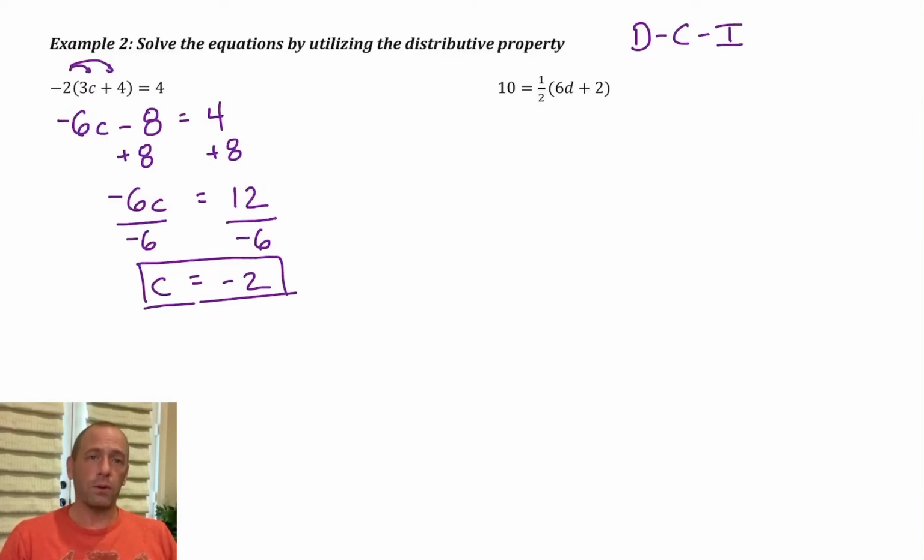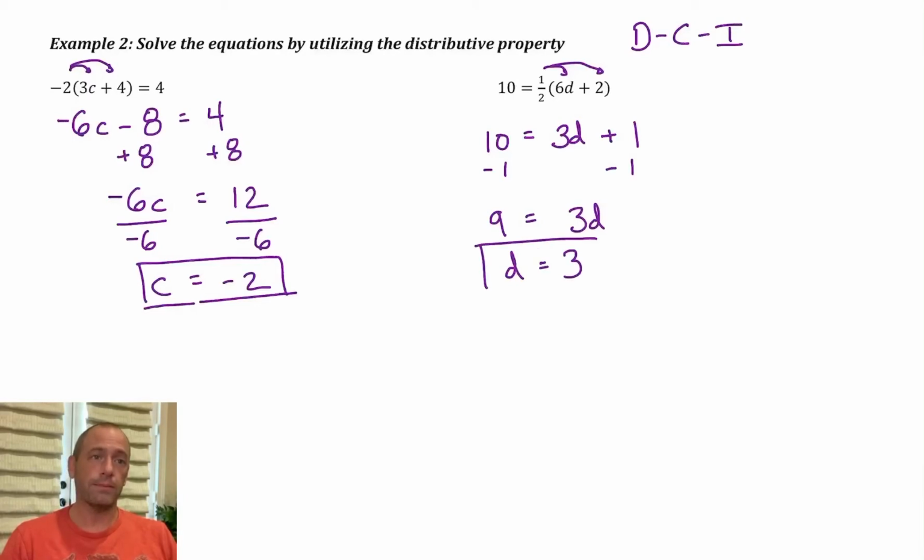Next up, don't let the fraction scare you. 1/2 of 6d is 3d. 1/2 of 2 is 1. And the fact that the variable's on the right, please don't let that throw you off either. It doesn't matter if it's on the left or the right. So the inverse operation of adding 1 is to subtract 1, and I do it to both sides. 9 is 3d, and we can do that in our head. We divide both sides by 3 to get d equals 3.